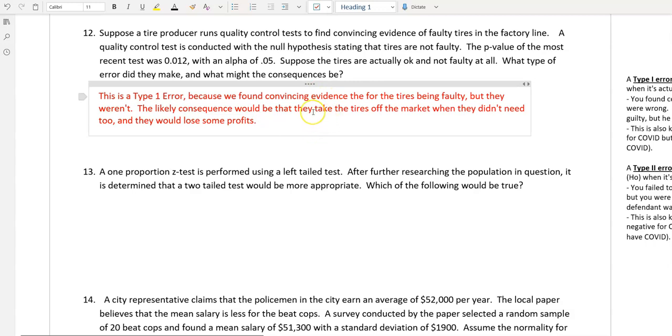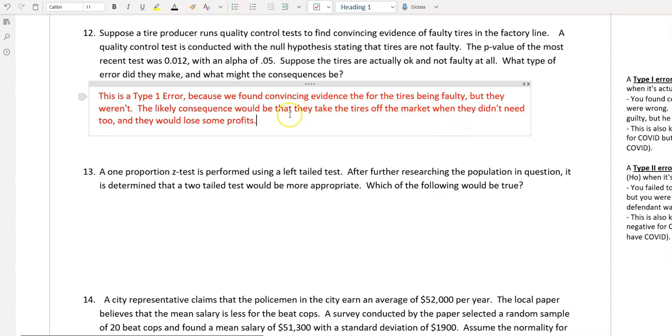Now, I would argue in this situation, a type 2 would have been worse, though, because they lose a little bit of money on tires. What if the type 2 would have happened, and they would have failed to find evidence that the tires are faulty, but they are? That would mean they keep selling the tires even though they're faulty, and that would lead to mad customers, and that's way worse for a company long term, because it hurts their reputation, and people see them as having tires that they cannot rely on. So a type 2 would have been worse here.